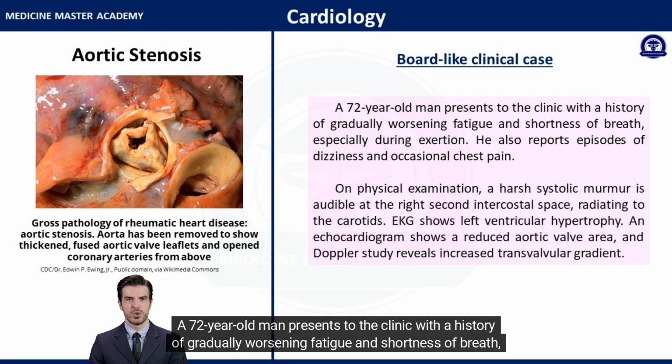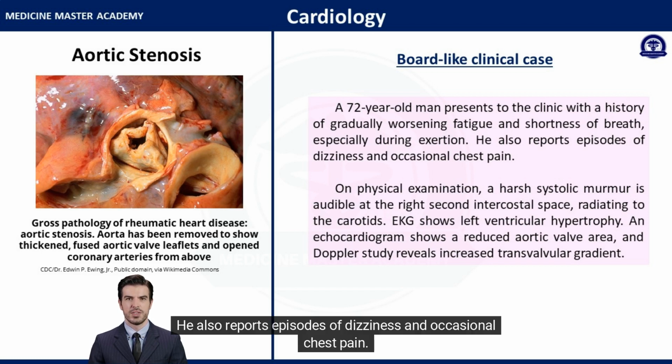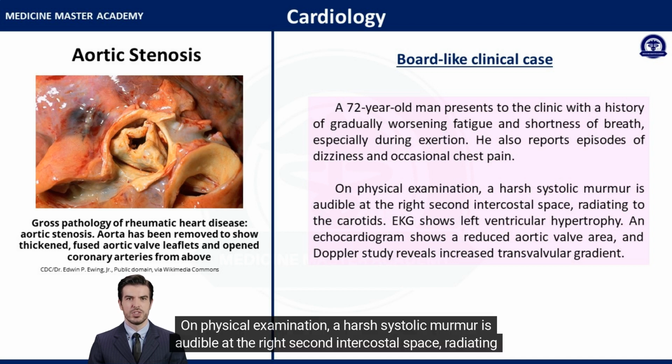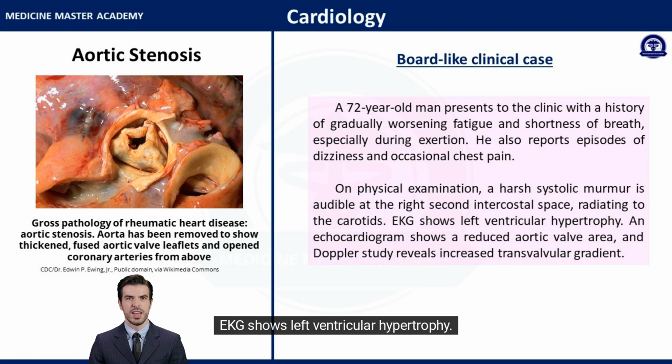A 72-year-old man presents to the clinic with a history of gradually worsening fatigue and shortness of breath, especially during exertion. He also reports episodes of dizziness and occasional chest pain. On physical examination, a harsh systolic murmur is audible at the right second intercostal space, radiating to the carotids. EKG shows left ventricular hypertrophy.